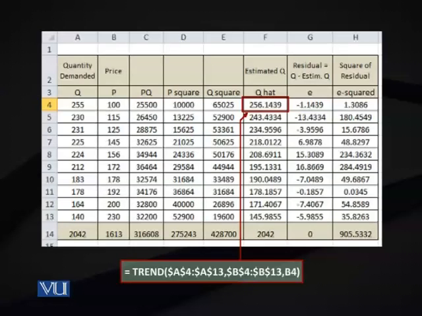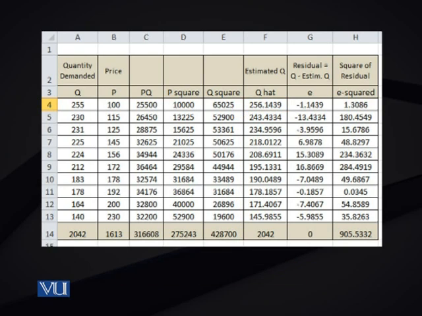So B4 contains that value, and we are asking Excel to provide the trend value or fitted value or estimated value of Q based on a regression line, Q equals A plus B into P, for the price equal to 100. So when you get this value, which is basically 256.1439, you will just drag this to the 10th value and you will get the whole column of trend values. The next column is residuals, and you remember that residuals are basically the difference between the actual value of the dependent variable and the estimated value of the dependent variable.